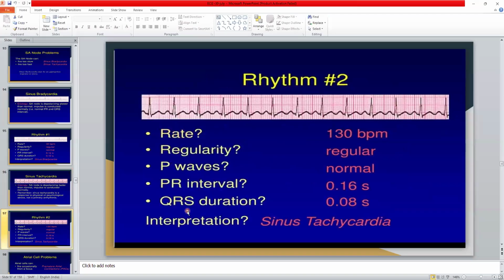This is the ECG graph showing sinus tachycardia with a rate of around 130 beats per minute. Rhythm is regular. RR interval is normal. P waves are normal. PR interval is 0.16 seconds. QRS duration from the Q to the S is 0.08 seconds. So it is sinus tachycardia.